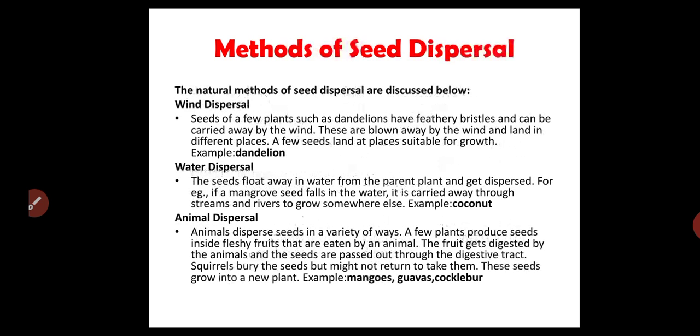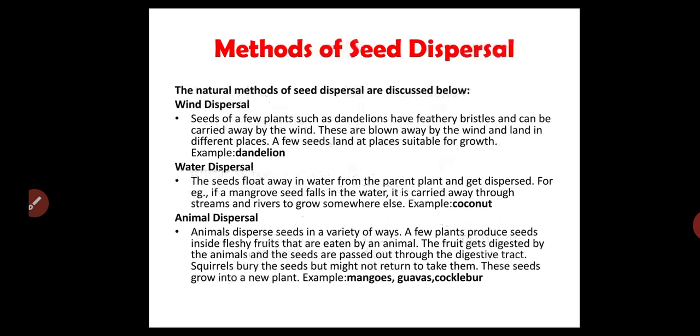The natural methods of seed dispersal are of three types: water dispersal, wind dispersal, and animal dispersal. Wind dispersal: seeds of a few plants such as dandelion have feathery bristles and can be carried away by wind. As the wind blows, the seeds will blow with the wind, and wherever the wind stops, they fall there. If the situation permits their growth, they grow into a new plant. A very good example is your dandelion.